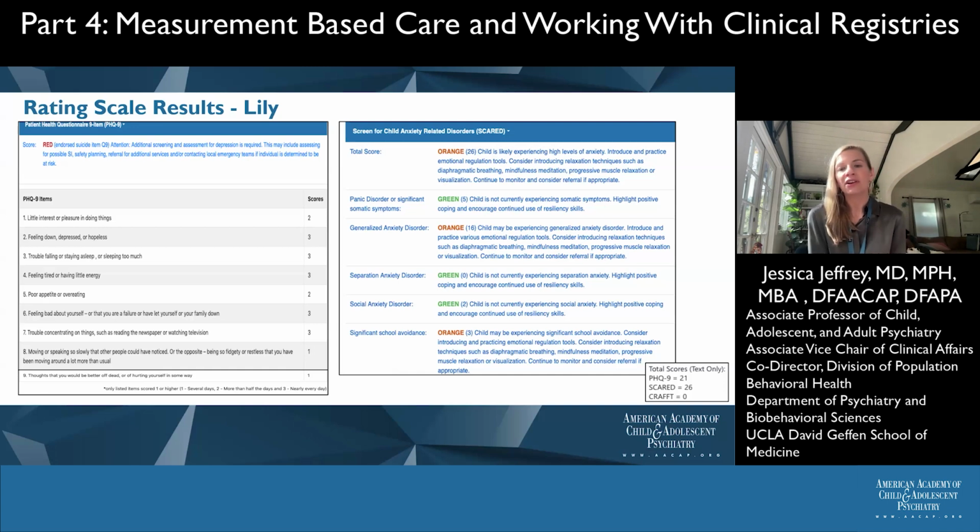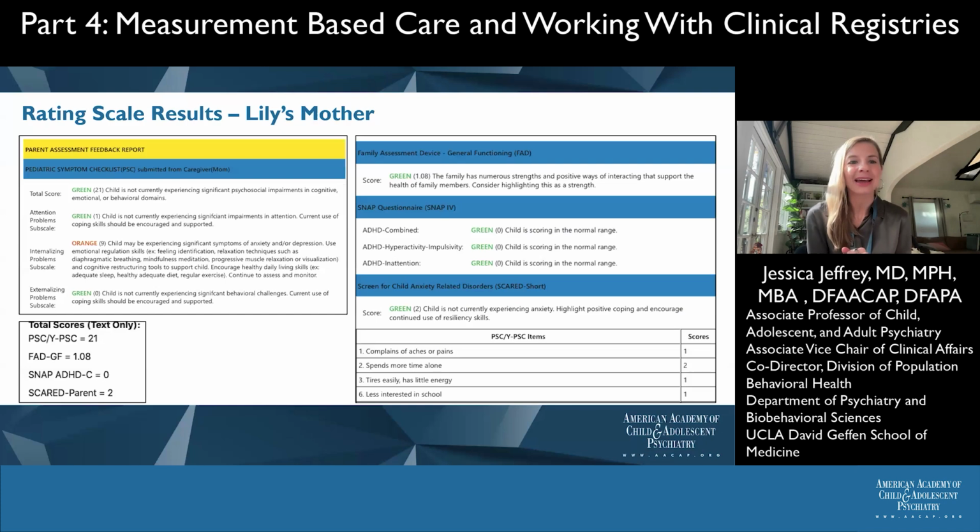And in this particular rating scale system, there's a little summary as to what each of the scores may mean. So this provides a little bit more information, but certainly even just having a numeric score is also very helpful. And her CRAFT is 0. I'll say that, yeah. So I pulled out some of Lily's results, and now let's look at Lily's mother.